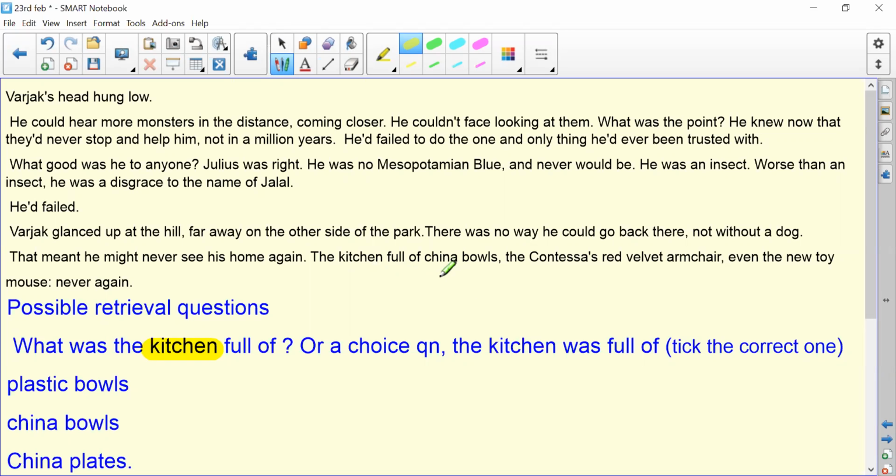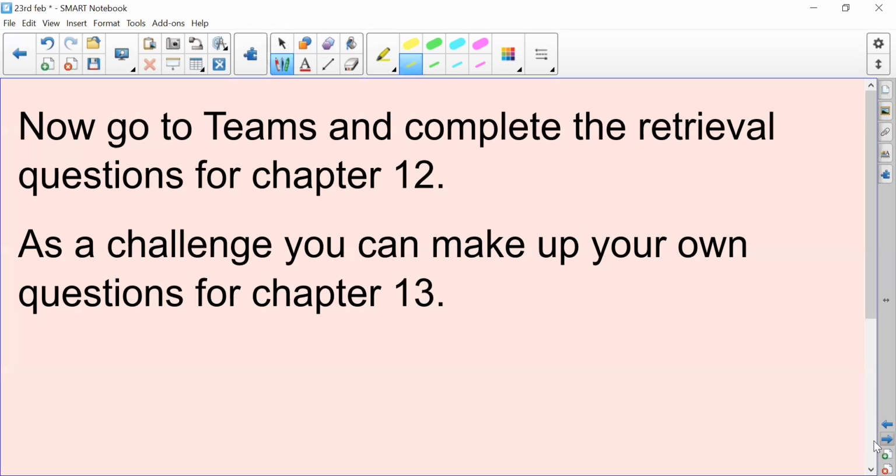But if it was more complicated, then there might be a choose the correct answer. So here, is it plastic bowls, china bowls, or china plates? Really important, it says tick one. So don't tick more than one or you won't get the answer right. We know it's china bowls, so I'm going to give that a tick. That is a big tick. Let's make that a bit smaller. There we go. It keeps moving, but you get the idea. That's a little model of how we are answering these retrieval questions.